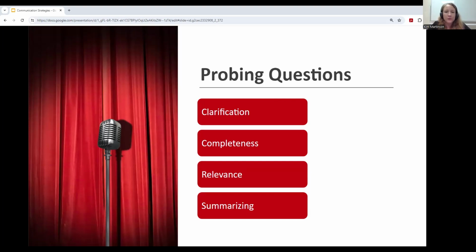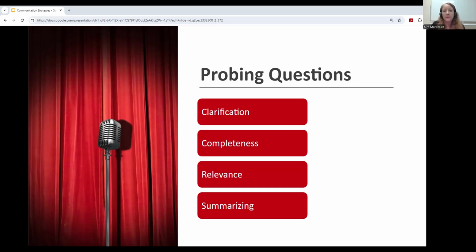And the next is drilling down. You will use these types of questions to nail down a very vague statement. Some useful helpers can include, can you please describe, or what did you mean by that? Or could you please give an example?